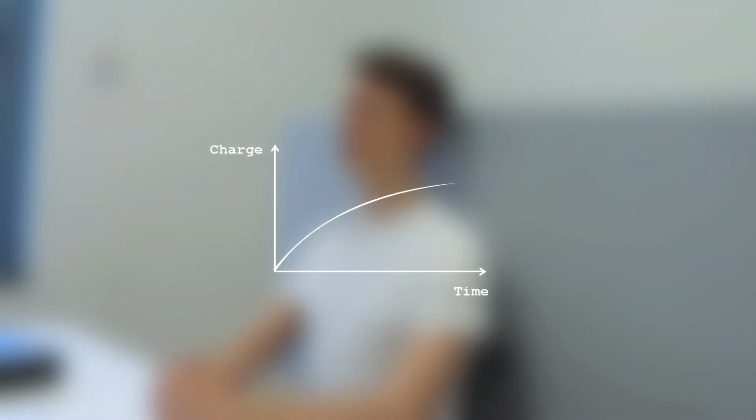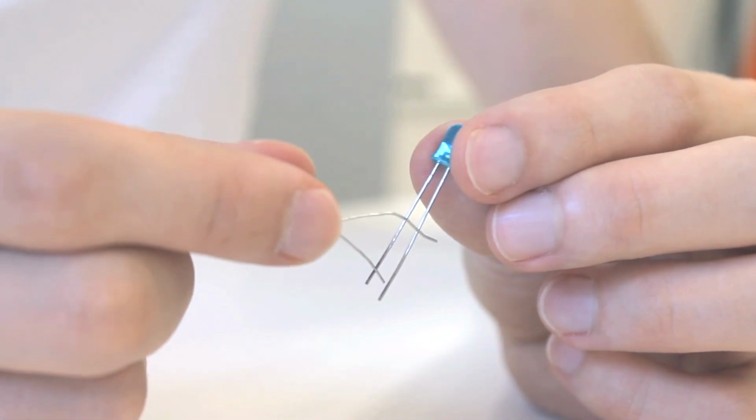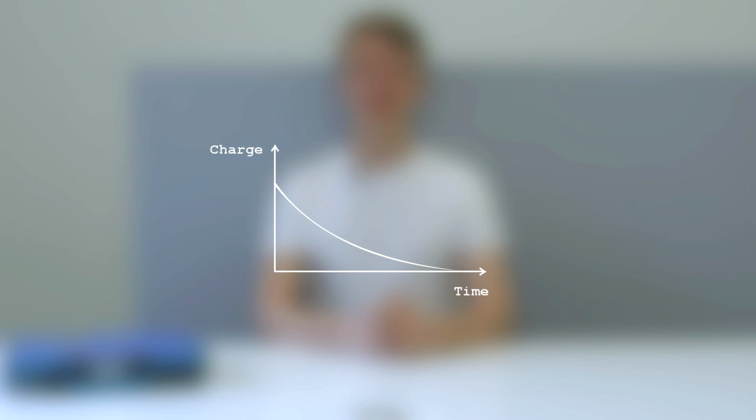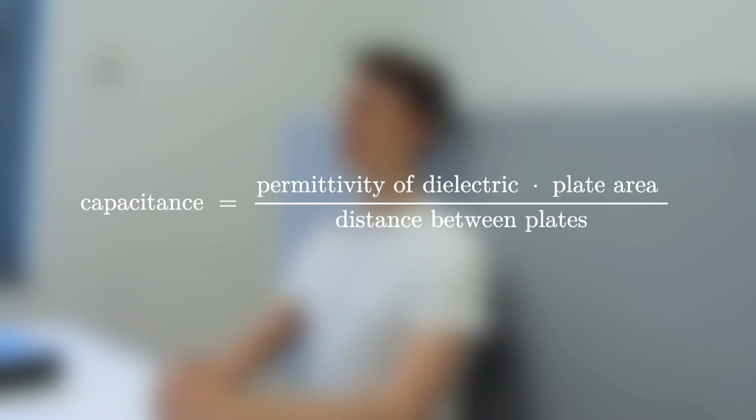When the voltage in the circuit drops below the voltage between the plates, the capacitor starts to discharge. This resists changes in the circuit's voltage until the capacitor's voltage matches the one in the circuit. The capacitor's ability to store an electrical charge onto its two plates is measured in farads and is called the capacitance of the capacitor. The capacitance depends on the surface area of the plates and the distance between them.